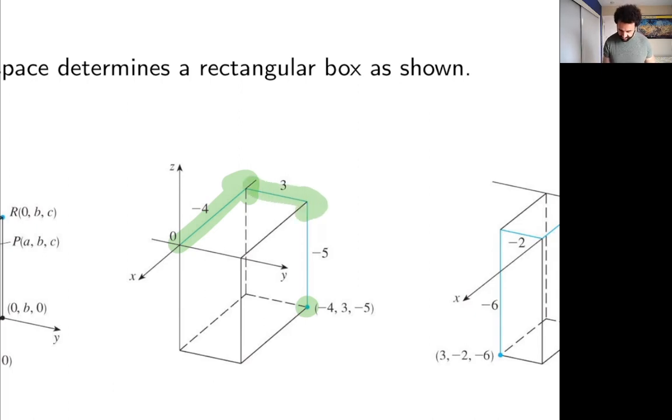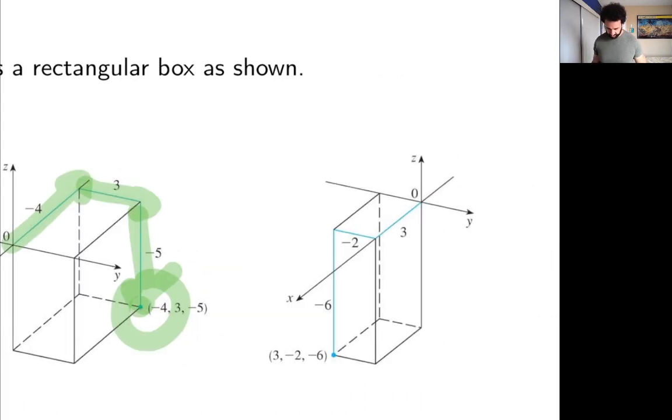Then we're going to go 3 units this way. That's 3 units in the positive direction of the y-axis. Then we're going to go down 5 units along the z-axis, and that will lead us to the point. That's how we describe what that point is, -4, 3, -5. Let's do this one as well. This is the point 3, -2, -6. So we go 3 units positive direction along the x-axis, -2 units along the y-axis. So we're going in the negative direction 2 units. And then we're going to go down 6 units, the negative direction of the z-axis. And that's how we describe what these points are.